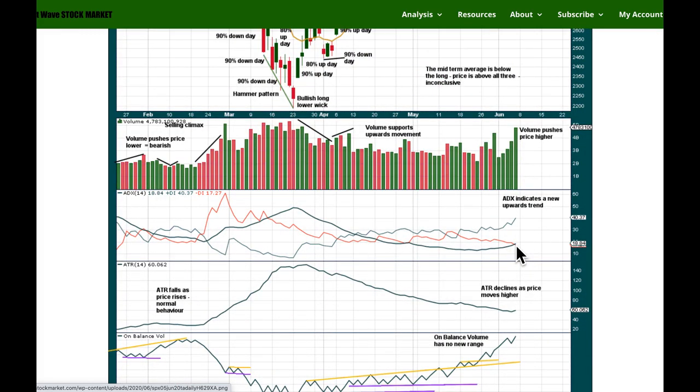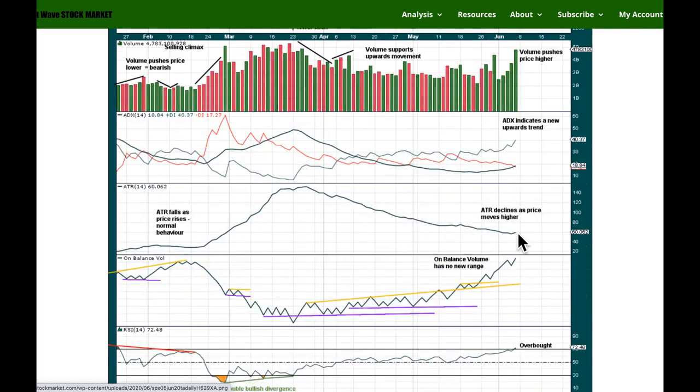ADX is indicating now that there is an upward trend, possibly in a very early stage. This is the most bullish signal ADX can give. ATR is declining as price moves higher, absolutely normal behaviour for this market, and that can continue for quite a long time. On balance volume has no new range.